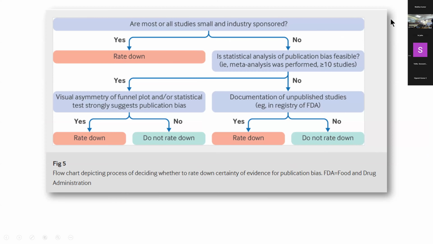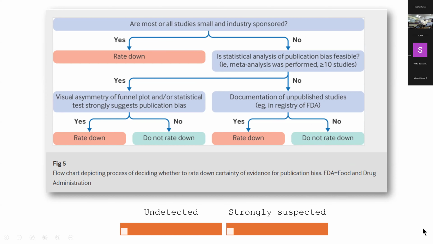So how to go about the overall rating? You look at whether all the studies are small and industry sponsored. If yes, rate down. If no, you look at the funnel plot. If there's any visual asymmetry, you rate down. If not, you don't rate down. If you have less than 10 studies, look at the documentation for unpublished studies. If there are a lot of unpublished studies, you rate down. If not, you don't rate down.